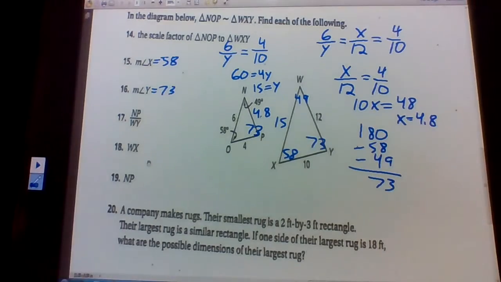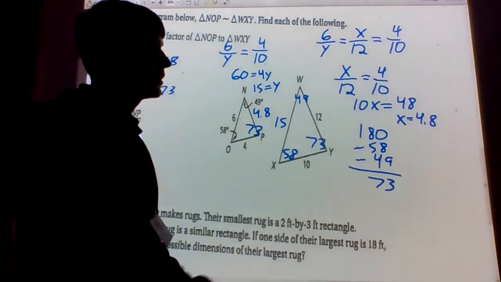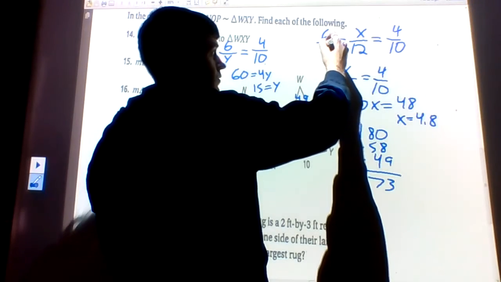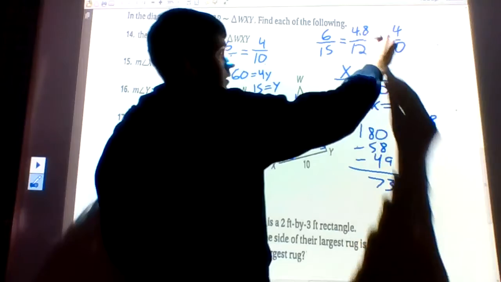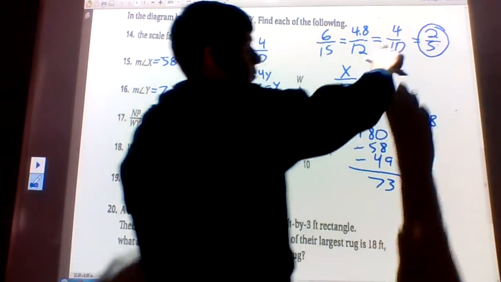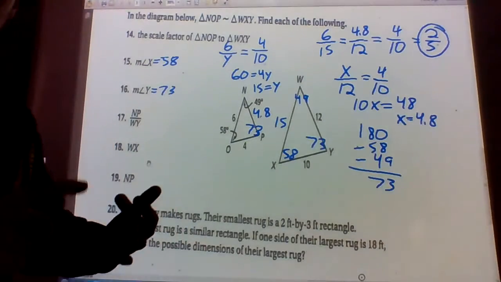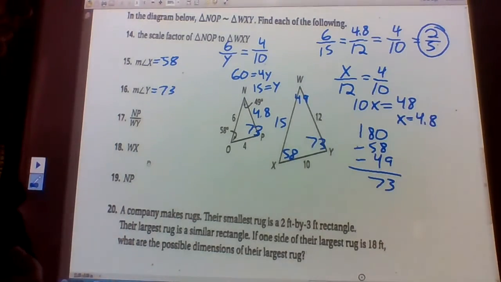And then we can fill stuff in. To check and see if those answers are right, we can plug them back in. So 6 over 15, 4.8 over 12, all of those are going to be equal to 2 over 5, right? 4 divided by 10 is 2/5. 4.8 divided by 12 is 2/5. 6 divided by 15 is 2/5. They all equal 0.4 or 2/5.